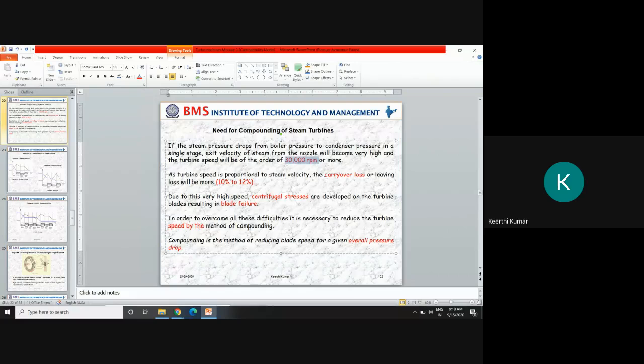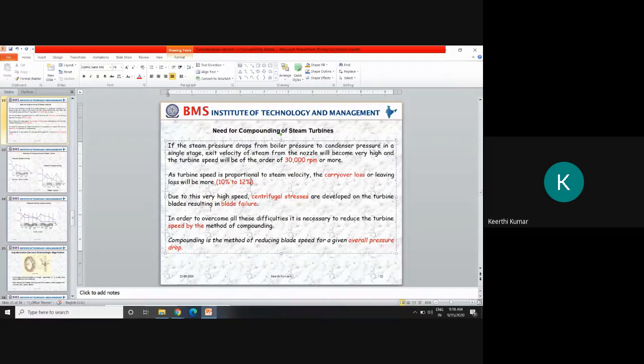And second thing, there is a carryover loss. What do you mean by carryover losses? Exhaust velocity. If I measure the condition of the exhaust stream from the blade, it still contains energy equal to 10 to 12%. So if we extract this, the efficiency of the turbine will be more. If we leave this 10 to 12% without extracting, the efficiency of the turbine will reduce.